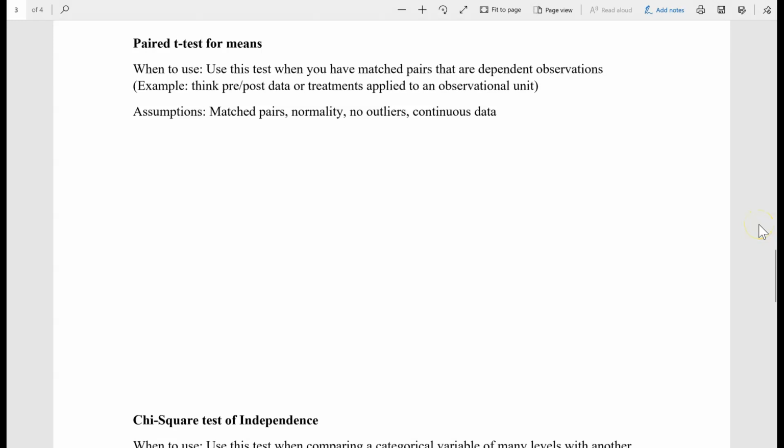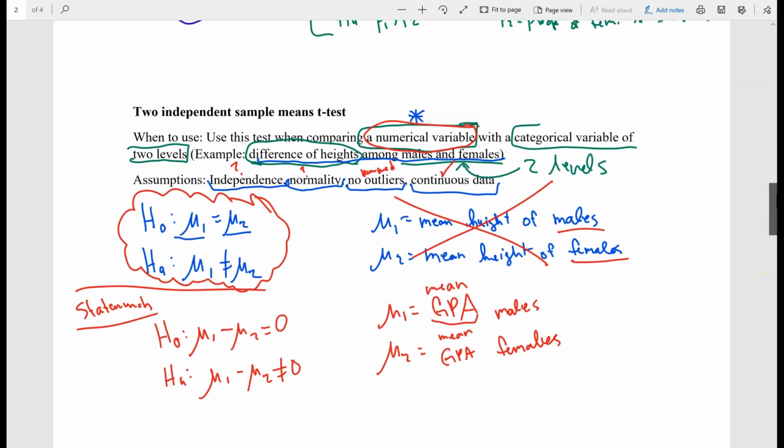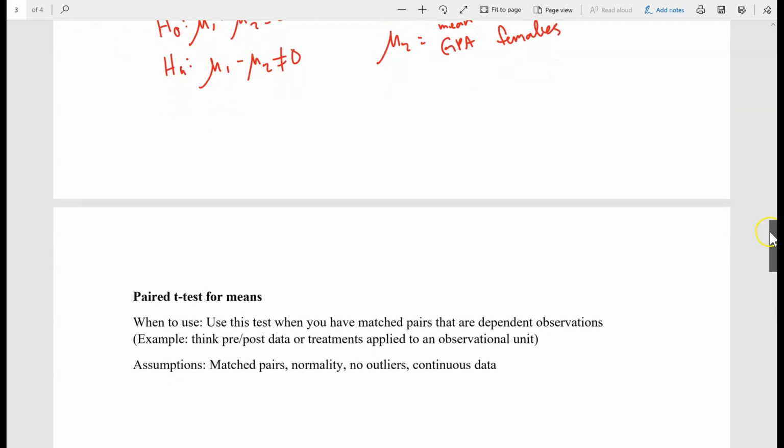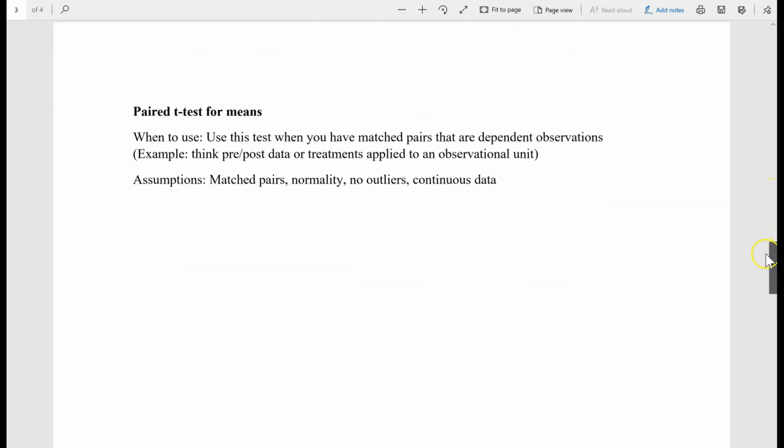In this video, we will talk about the paired t-test for means. Think of this t-test as the dependent t-test for means. If you saw the previous video, we talked about the independent sample means t-test. Here we're going to do the paired t-test. So that was independent, and this is for dependent samples. Imagine you want to know whether you should be using this test.